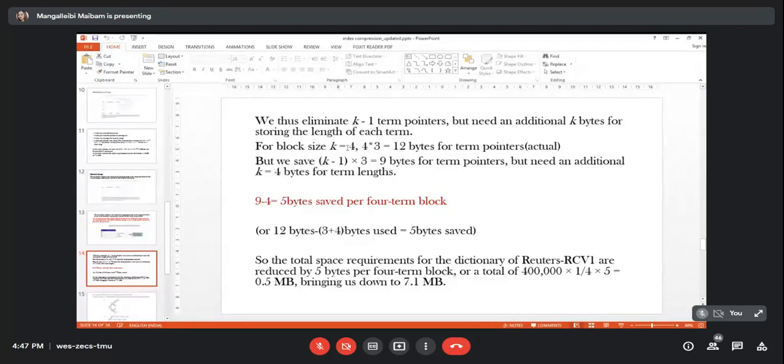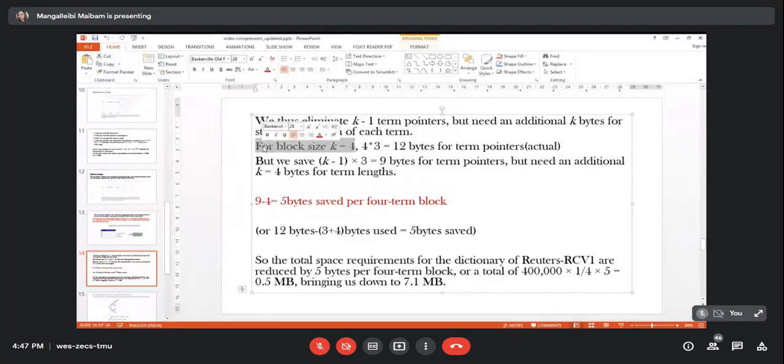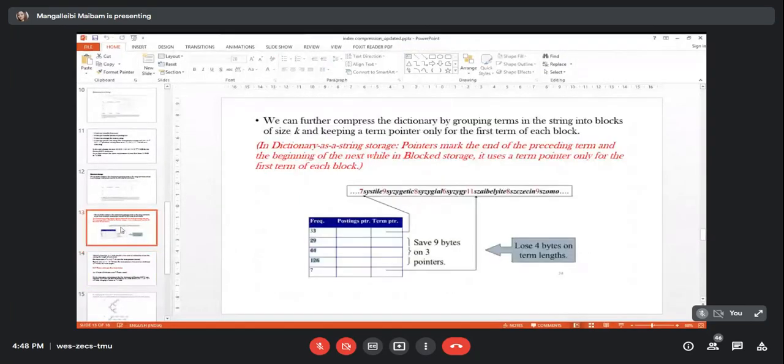Now, for block size k equal to 4, if there are 4 terms in each block, 4 into 3, 12 bytes for term pointers. For actual storage, if there are 4 terms, and for every term pointer we require 3 bytes, then 4 into 3, 12 bytes is required. But we save (k minus 1) into 3, that is 9 bytes. We save 9 bytes, you can see here.